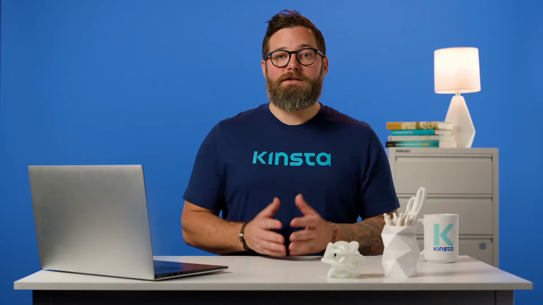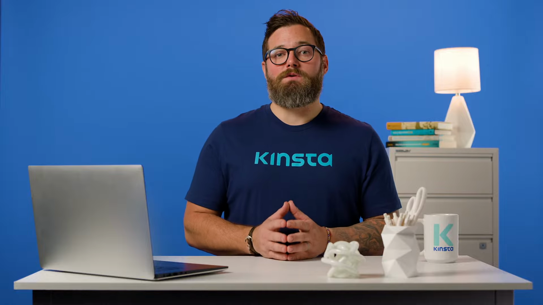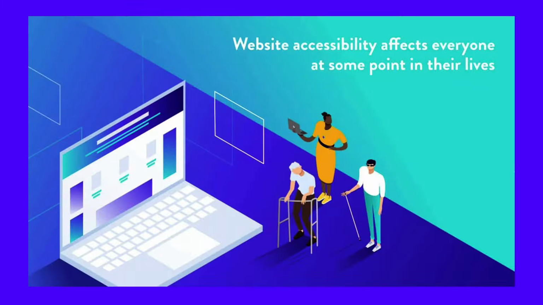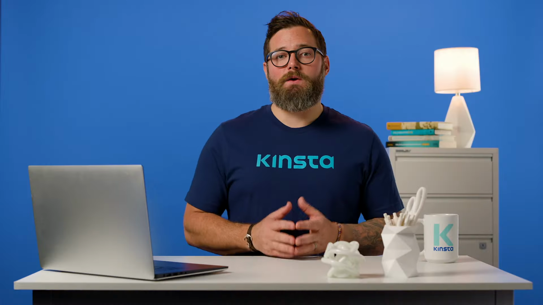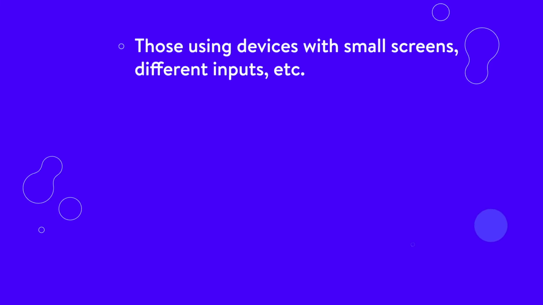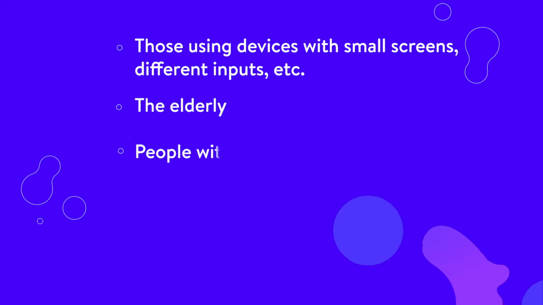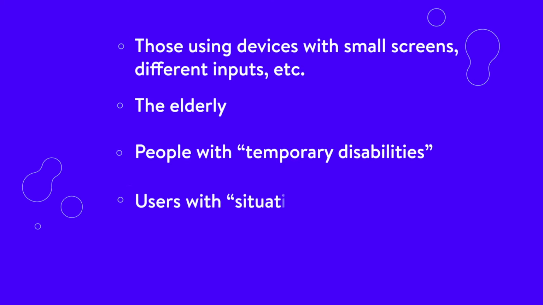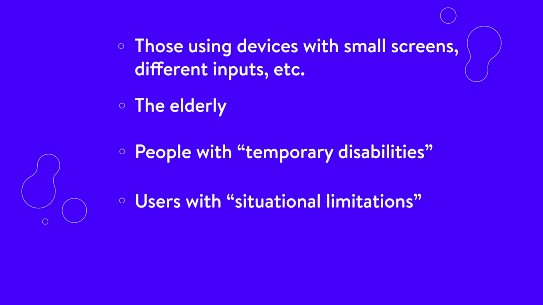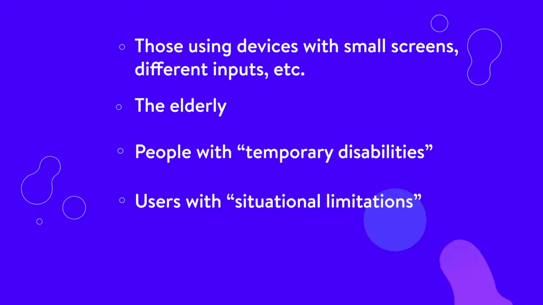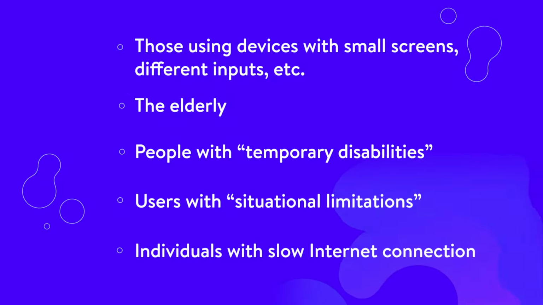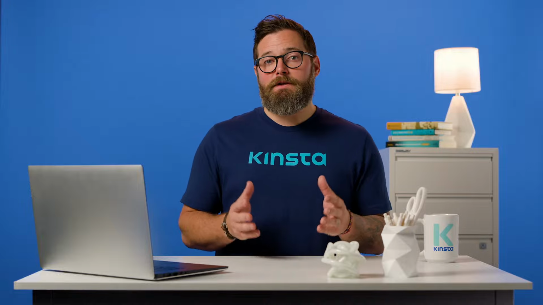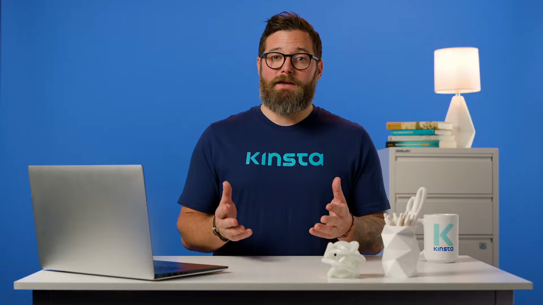Accessibility standards. Accessibility refers to the practice of making your website usable by everyone. Besides those with disabilities that affect access, W3 says that website accessibility is also beneficial for those using devices with small screens, different input modes, etc. The elderly, people with temporary disabilities including a broken limb, lost glasses, or a medical condition. Users with situational limitations, such as those accessing the internet on devices in bright sunlight or in an environment where they cannot listen to audio such as public transportation. Or individuals with slow internet connection. Accessibility should be everyone's concern, as we're all affected by it in some way.